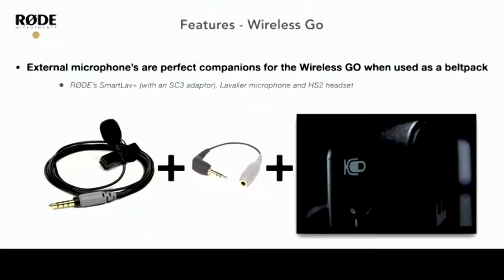The cable's already ready to plug into the Wireless Go, and you have a wired microphone. Put the belt pack, the transmitter, right on your belt loop, just like you always would. So a very, very discreet, small wireless setup with a professional lavalier mic right on your collar.